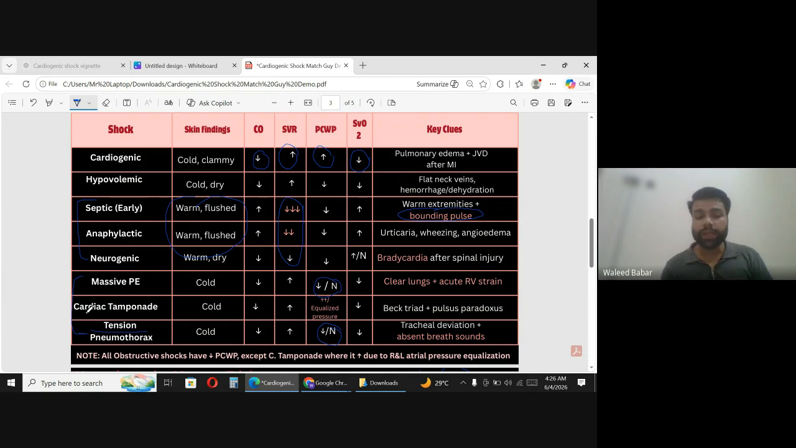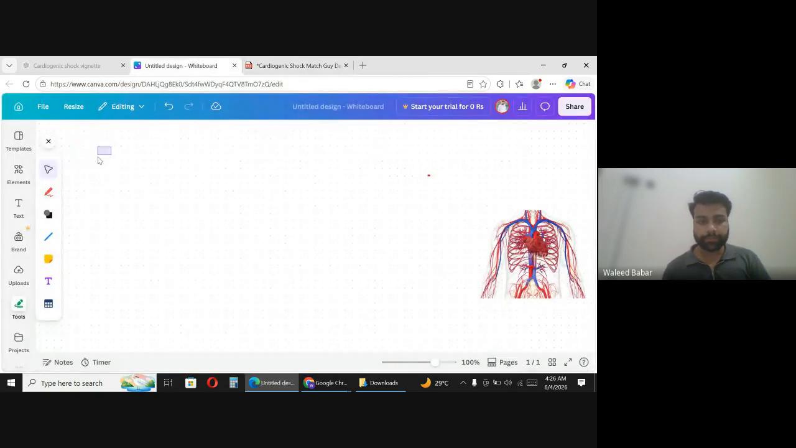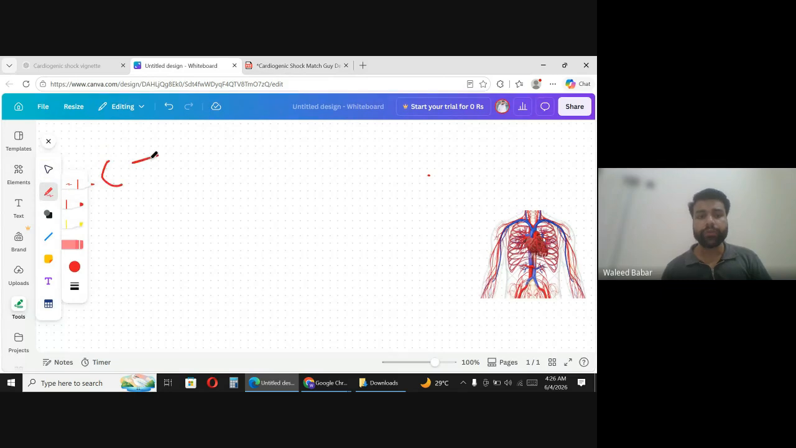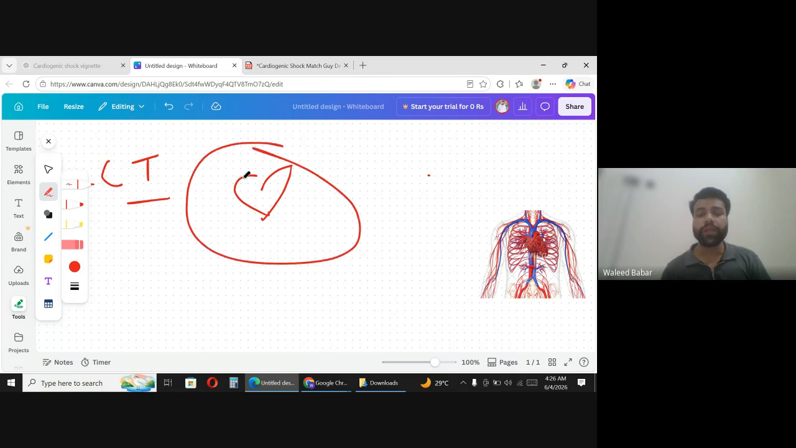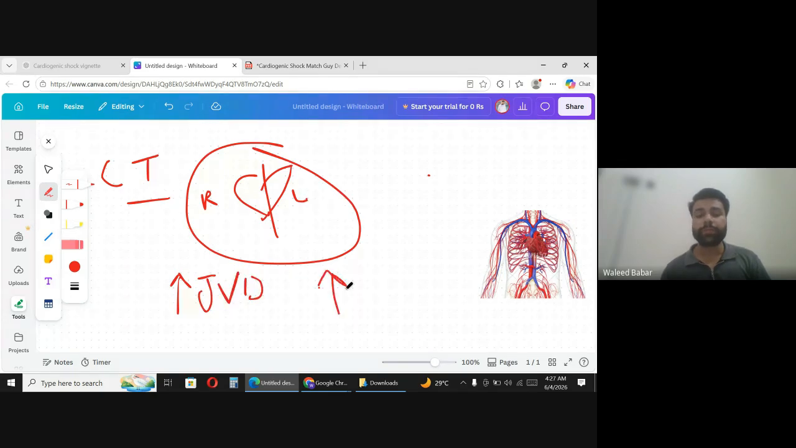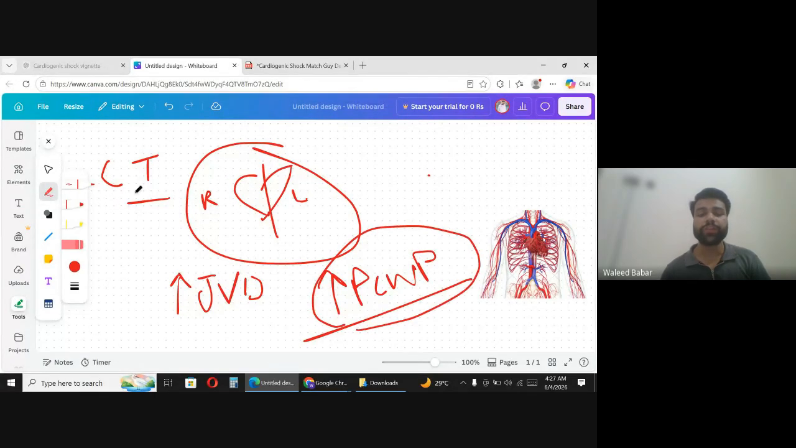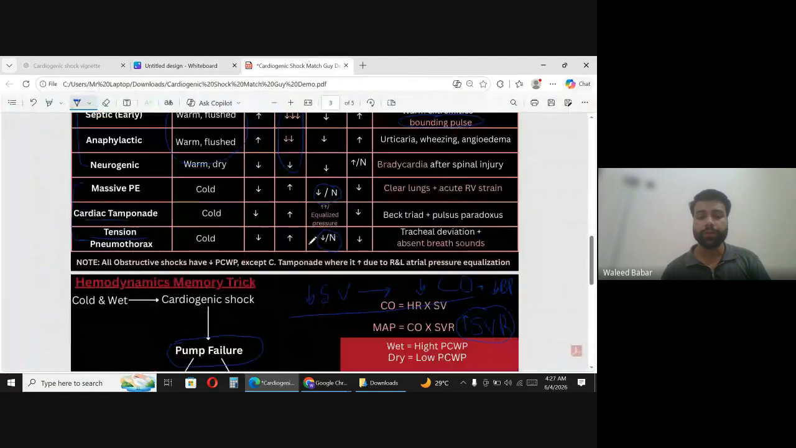But this is not the case in cardiac tamponade. In cardiac tamponade, fluid is actually compressing both chambers of the heart equally. And that's why we are going to have increased right heart pressure in the form of jugular venous distension and increased left heart pressure in the form of pulmonary capillary wedge pressure. The only obstructive shock with increased pulmonary capillary wedge pressure is cardiac tamponade.